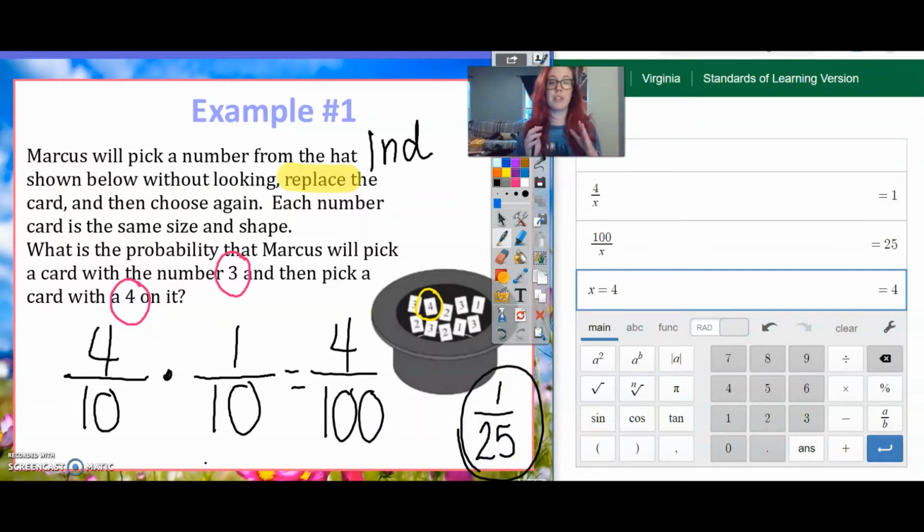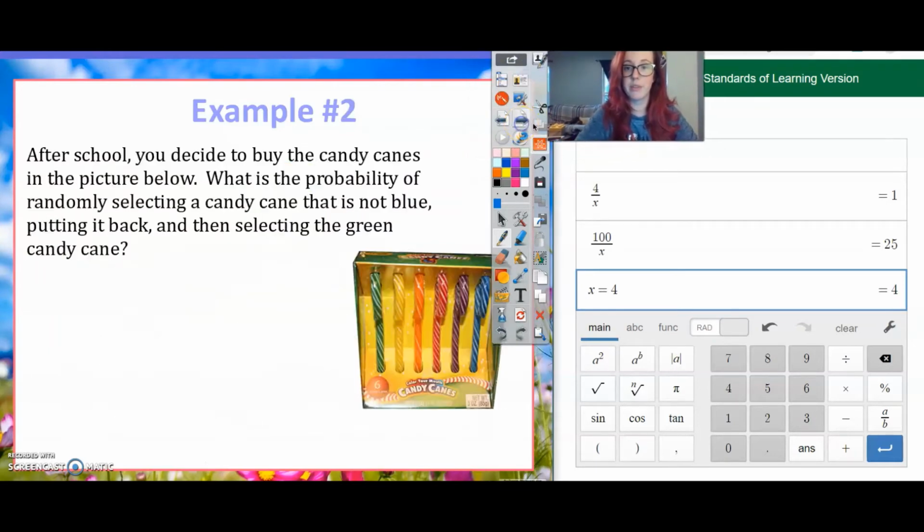The only part of this that's really tricky is reading the problem and then setting it up correctly. The multiplying and the simplifying, you'll get a hang of that if you haven't already. Okay, let's try the next example. Oop, I can't see my arrows.